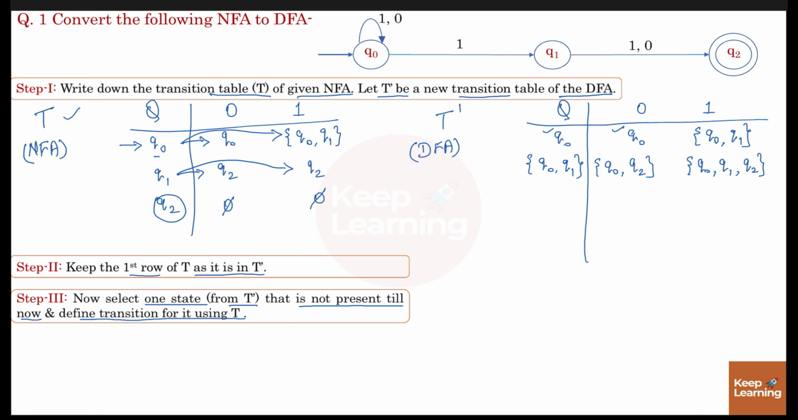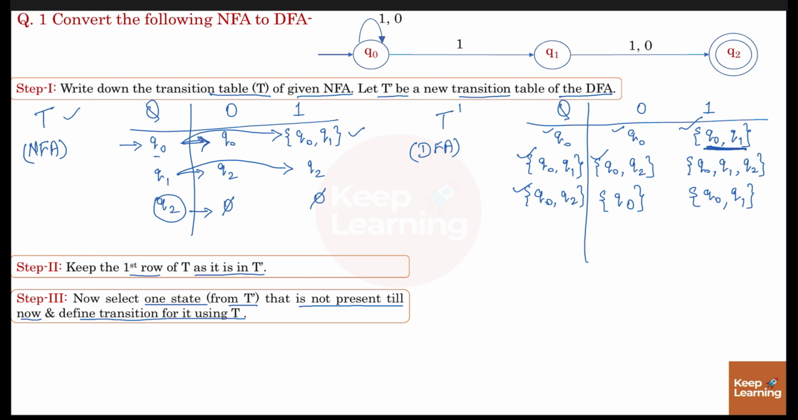Now we have to treat these multiple states as a single state. So Q0, Q1 is defined here. Now Q0, Q2 is not defined, it is a new state. From Q0, by taking 0 you are reaching Q0, and null transition is defined for Q2. So you will write here Q0 only. Similarly, for input 1, the transition of Q0 is defined on Q0, Q1. So this is how this state is also completed.